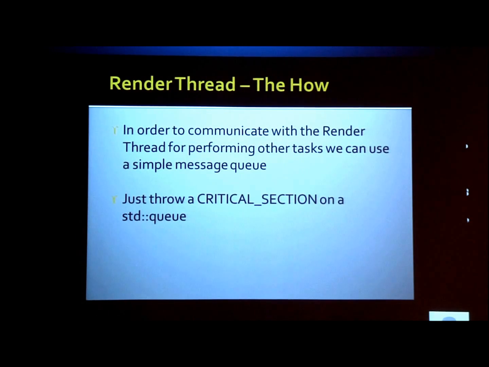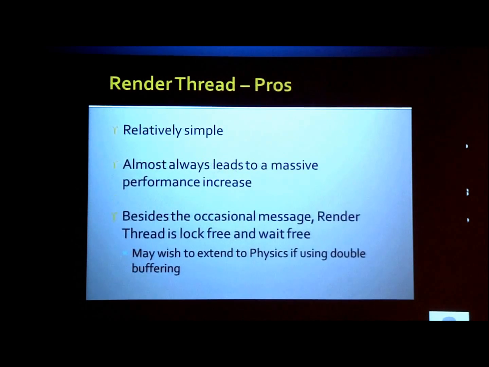Now, in order to communicate other things to the render thread besides just swapping what transforms it's working on, we can just use a simple message queue. Just throw a critical section on a standard queue, and do your normal base class message, inherit off it for different message types, and that's actually really fast and really cheap.